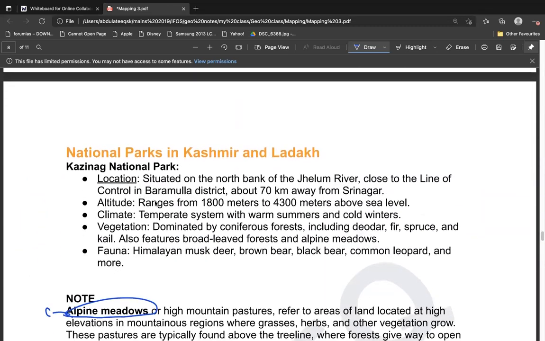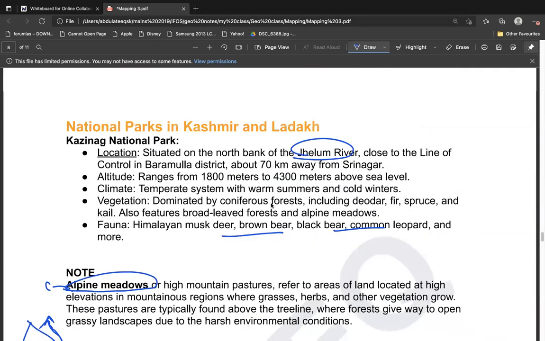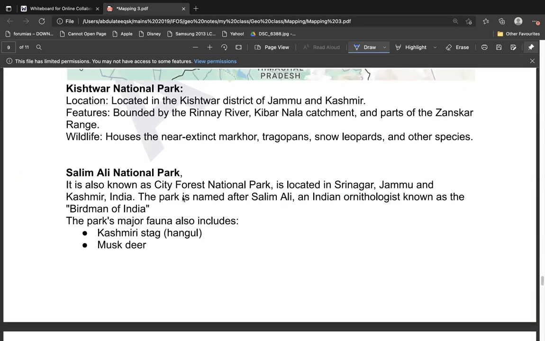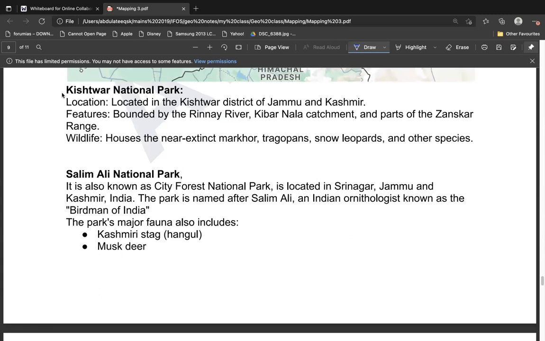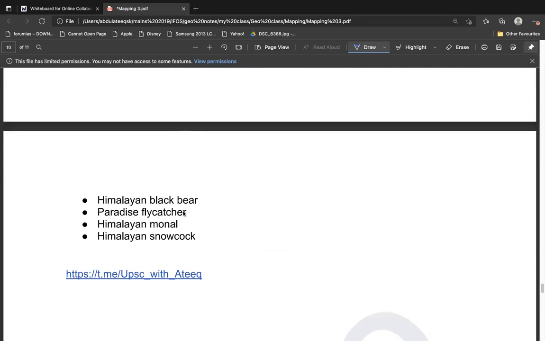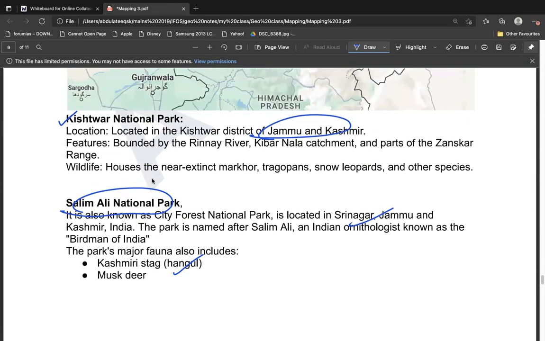Okay, Kazinag National Park, just have an idea: the brown bear and black bear are found here. It is generally found near the Jhelum River. This is another important point. Hemis National Park, and there are also two other national parks: Kishtwar National Park in this area of Jammu and Kashmir, and the Salim Ali National Park found in Srinagar, Jammu and Kashmir. So this area also has the Kashmiri stag and the musk deer. So these are the important points.